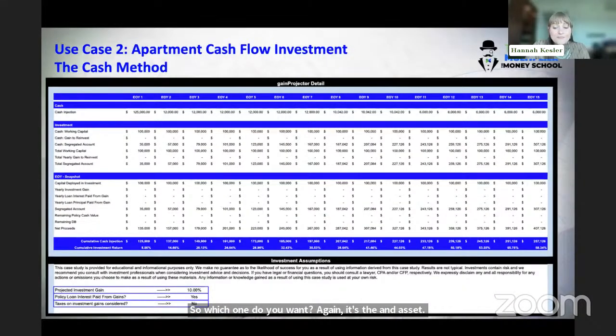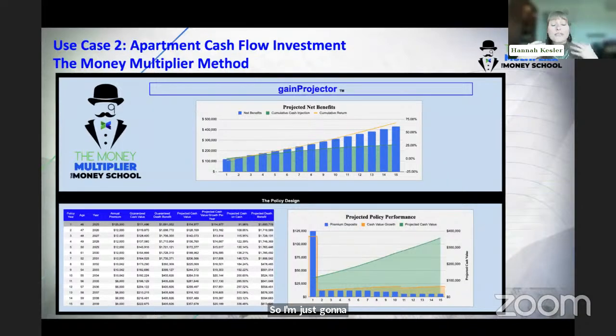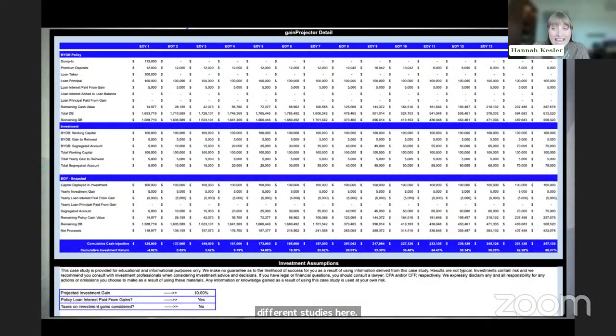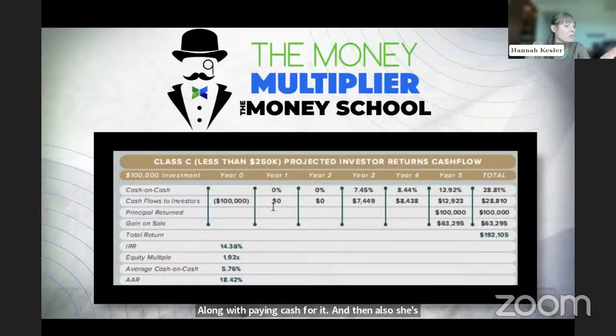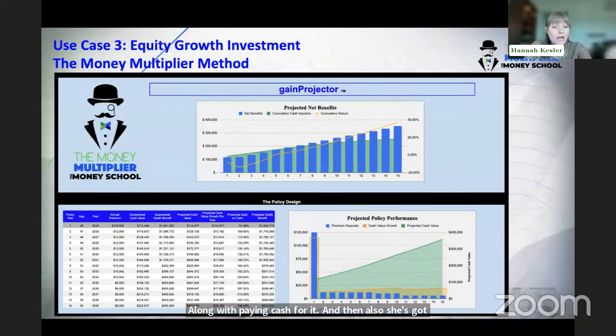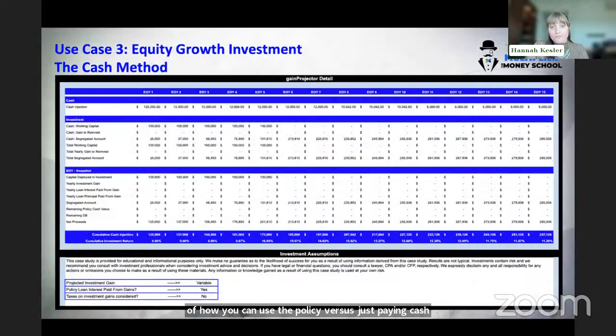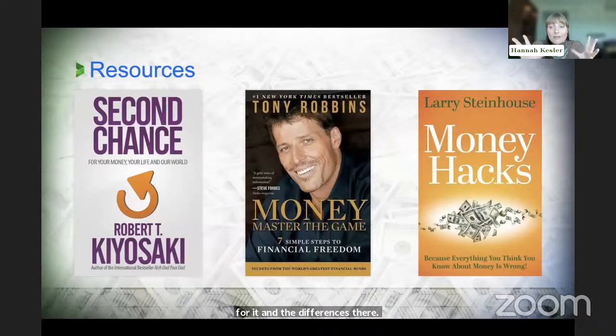So I'm just going to fast forward because I got more examples. And Sarah, Cynthia, you guys have these presentation slides where folks can go in and really dissect the numbers because there's different studies here. Sarah's got her other apartment cash flow. It's the same thing. It's just that 10% and not 30%. But the process of using the policy is exactly the same, along with paying cash for it. And then also she's got her equity growth investment. And that's another thing of how you can use the policy versus just paying cash for it and the differences there.